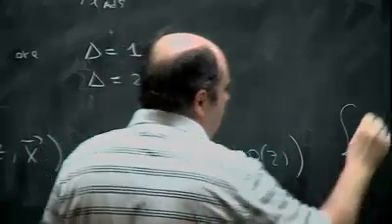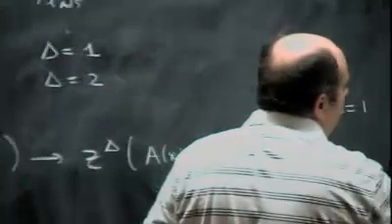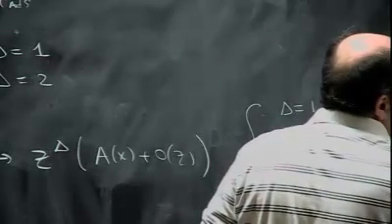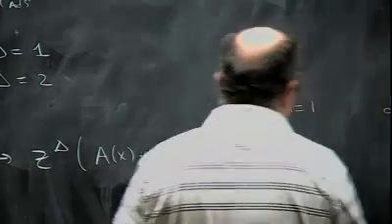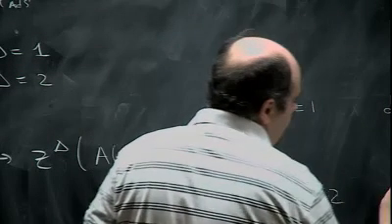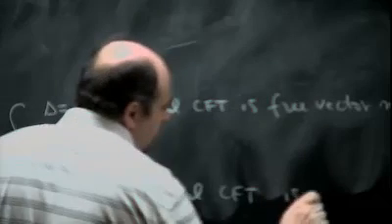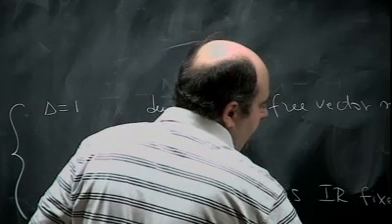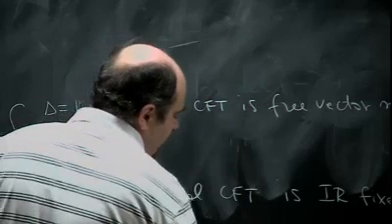If you make the choice that delta equal to 1, then the dual CFT is the free vector model. If you make the other choice, the dual CFT is the IR fixed point, or critical O(N) model.